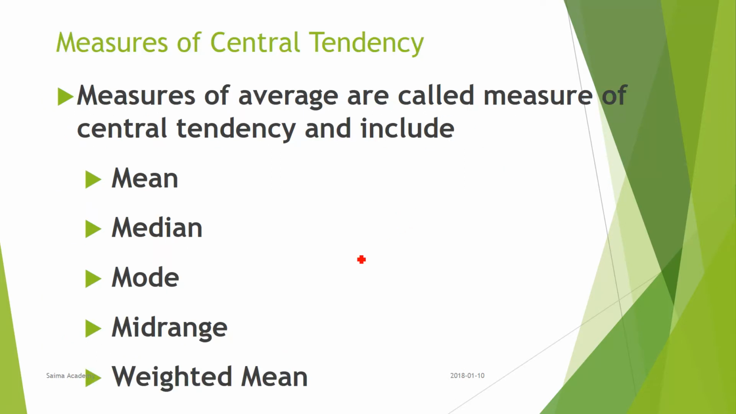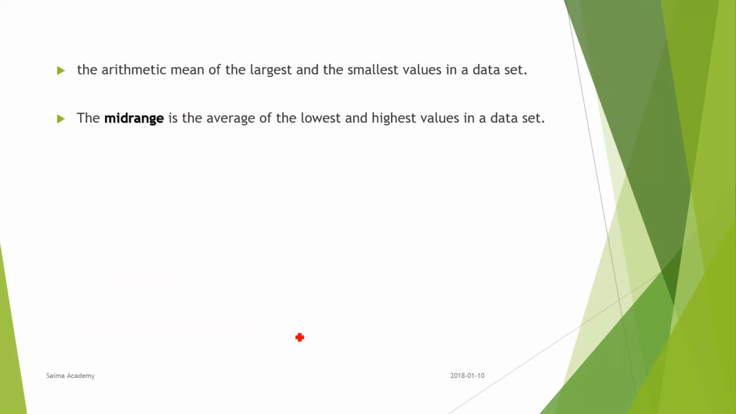First of all, I will explain to you what is central tendency. Measures of average. When we measure average, it is called the measure of central tendency. There are different ways to measure the averages. These are mean, median, mode, mid-range and weighted mean. We are discussing mid-range today, and mid-range you can say is the easiest one, the arithmetic mean of the largest and the smallest values in the data set.